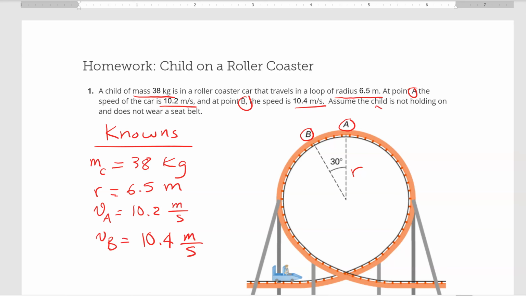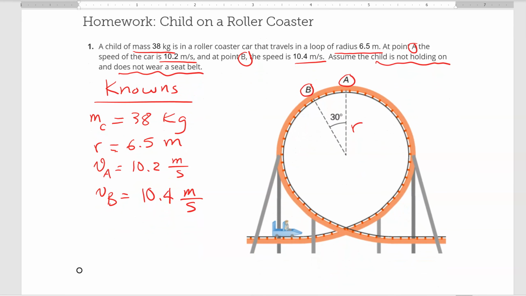They're also telling us to assume the child is not holding on and does not wear a seatbelt. The reason for this is to eliminate any additional forces besides the force that Earth pulls down on the child with, which is what we call the force of gravity, and the seat pushing against the direction that the child is sitting on the seat with. They don't want any additional forces because that would complicate the problem, and we want to keep it simple.